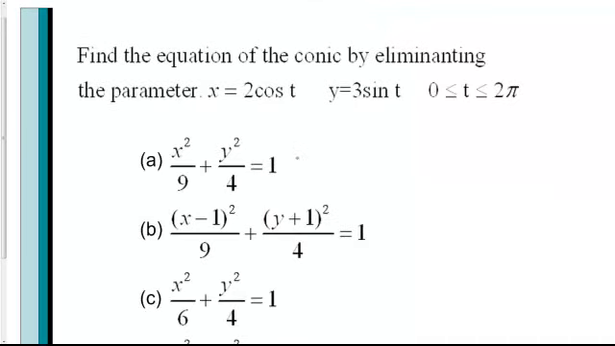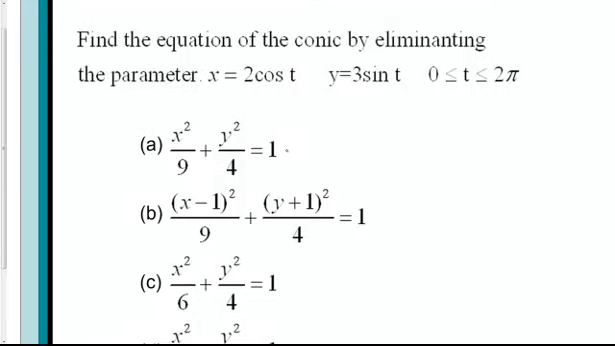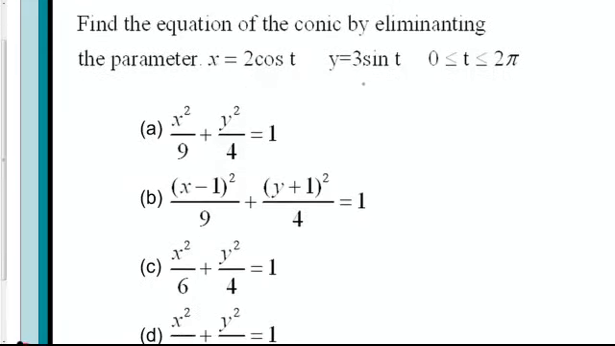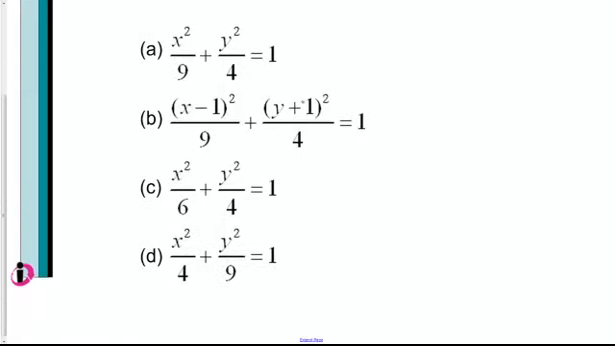And here's a kind of a word problem, actually a multiple choice problem. I'm going to find an example of a conic by eliminating the parameter. So here we can substitute in, and we can use the Pythagorean identity, and we'll find out that our answer choice here should be D. And I'll let you work through the math on that one.